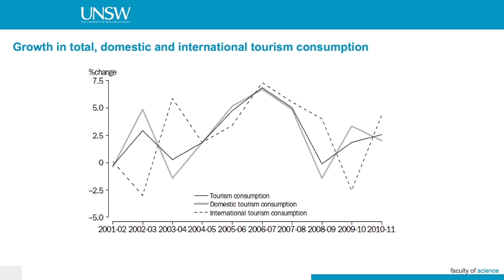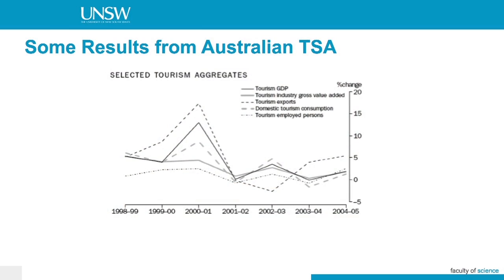Some results from the Australian Tourism Satellite Account again. Here we have comparisons of changes in recent years of tourism GDP, tourism industry gross value added, tourism exports, domestic tourism consumption, tourism employed persons, and so on. So these are very useful tools to give us statistics, which then can be used for diagnostic purposes to determine strategies that can be enacted to remedy any deficiencies that are highlighted in terms of tourism's economic significance.